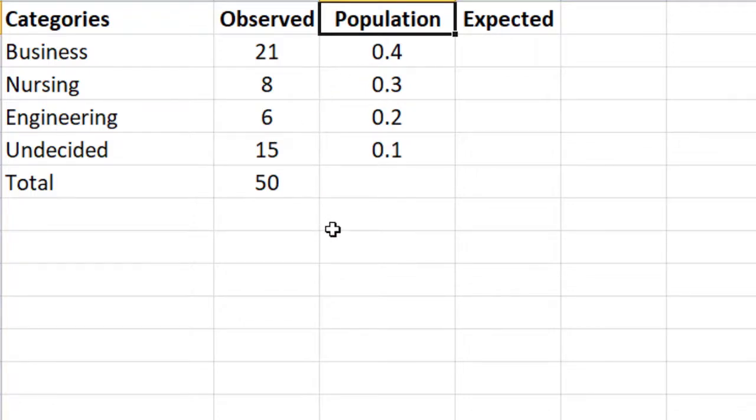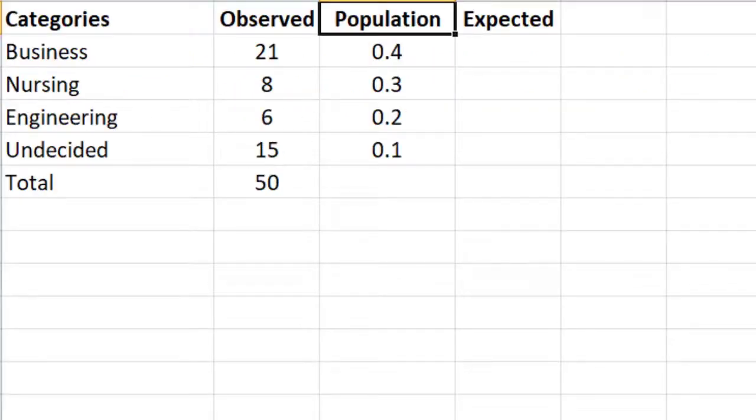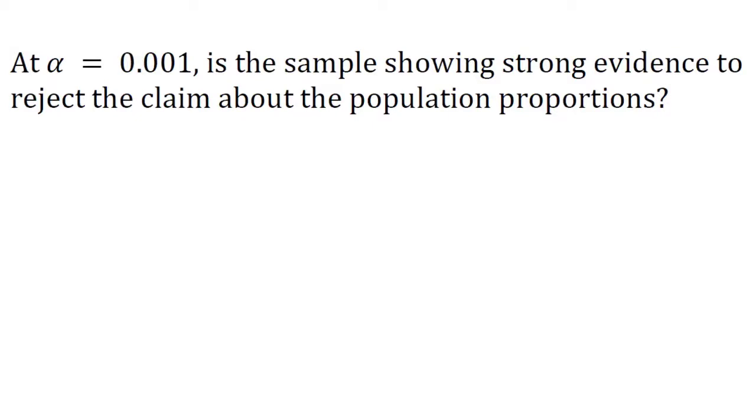And so as I explain, a lot of times, as we have seen earlier, the way the problem is worded can also be quite commonly worded as follows: at a given significance level, is the sample, this sample of ours, showing strong evidence to reject the claim about the population proportions? So that's another way that's quite commonly seen of how the problem is worded.